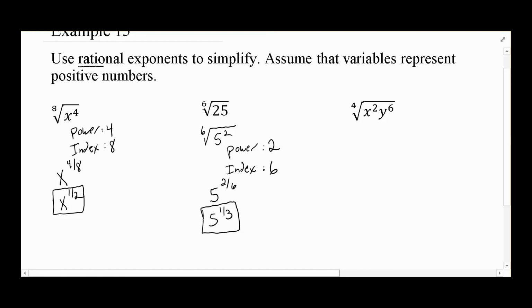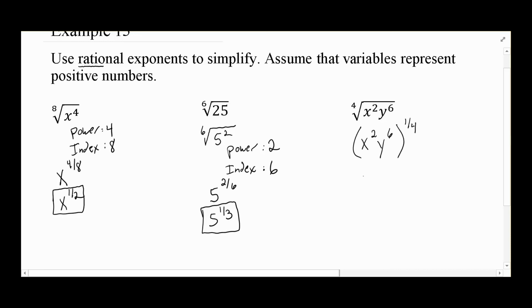Now this last one's a little bit tricky. I'm taking the 4th root of that whole thing. So if I'm using rational exponents, then what this is saying is to take x squared y to the 6th and raise that whole thing to the 1/4 power.